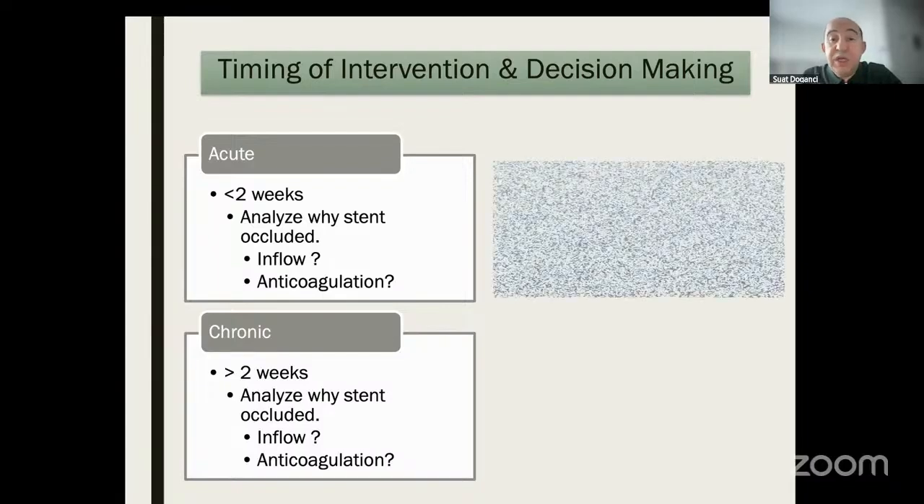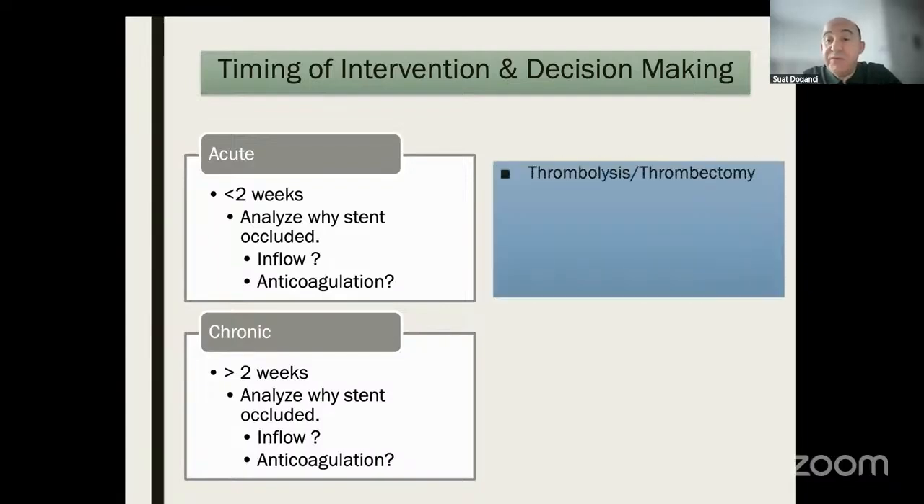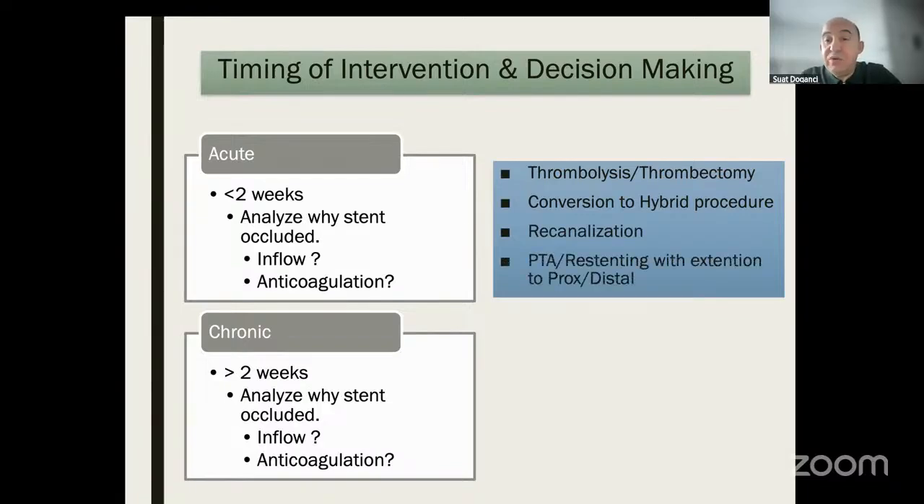And accordingly, because it is still fresh thrombus time, we can do thrombolysis or thrombectomy. If it was a total endovenous procedure, maybe if we need, we can change it to a hybrid procedure, or we can do recanalization. Maybe we can do balloon angioplasty, restenting, or we can make some extension distal or proximal according to the pathology that we identify.